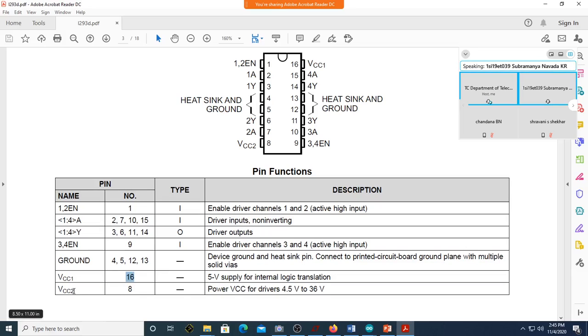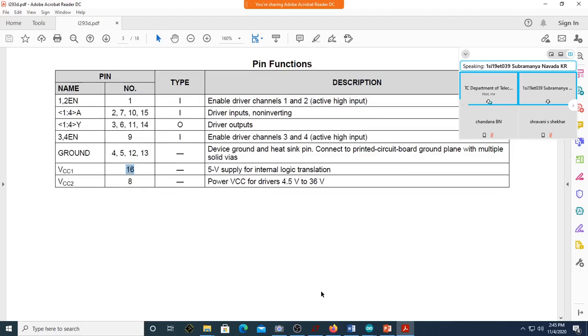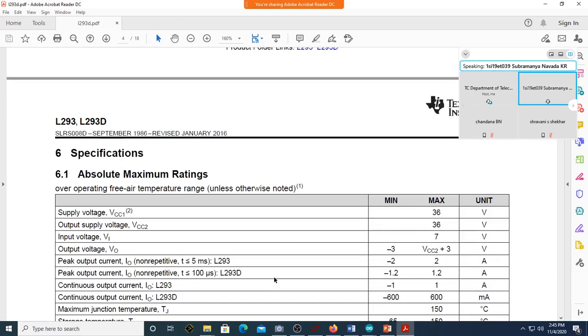Next you can see this is VCC2, which is the power supply for drivers, 4.5 to 36 volt. Even though the supply voltage can be 5 volt, this IC is capable of handling 4.5 to 36 volts, meaning you can have any loads which can be driven with a voltage of up to 36 volts. This is about the pin numbers.